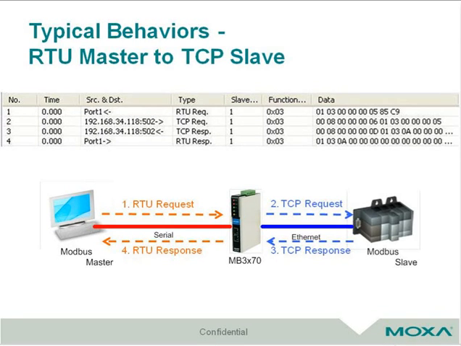The second one is the Modbus RTU master to a Modbus TCP slave. The RTU request comes in from port 1 and the MB3000 transfers it to a TCP slave on Ethernet. The TCP slave thinks the MB3000 is a TCP master, so it responds to the request to the MB3000, and then the MB3000 transfers it to port 1 to the RTU master.